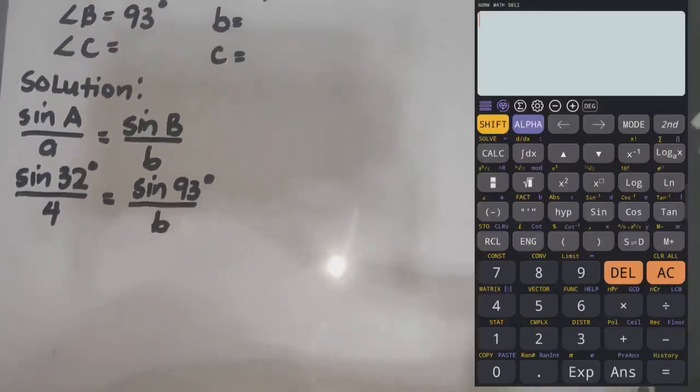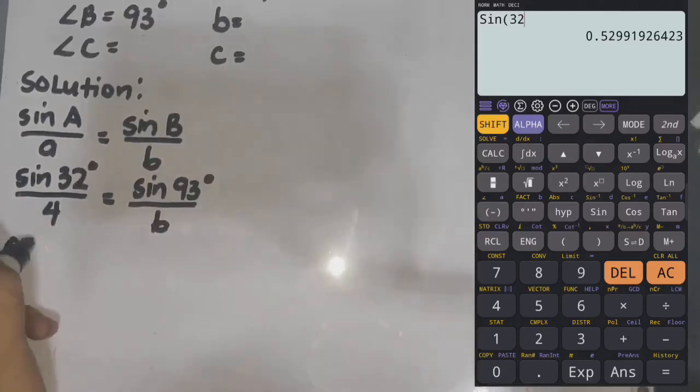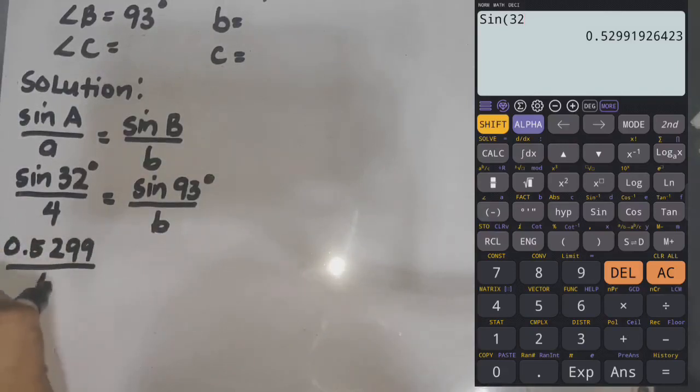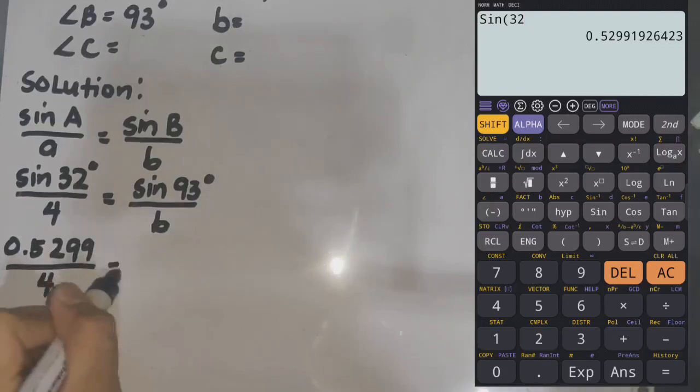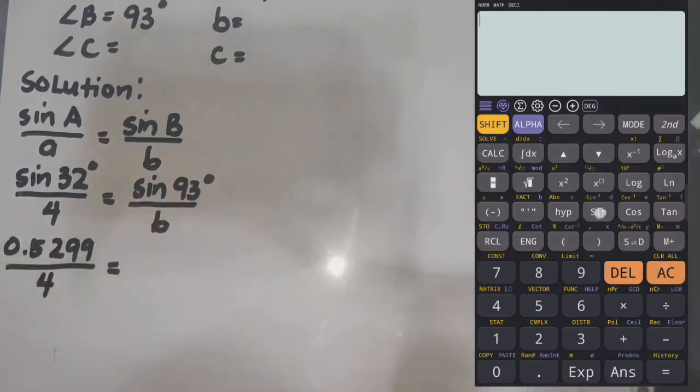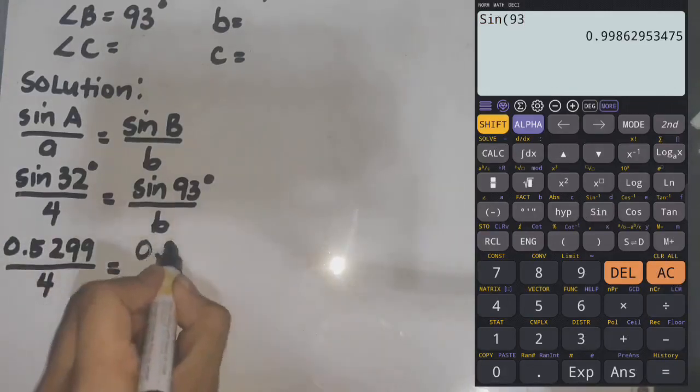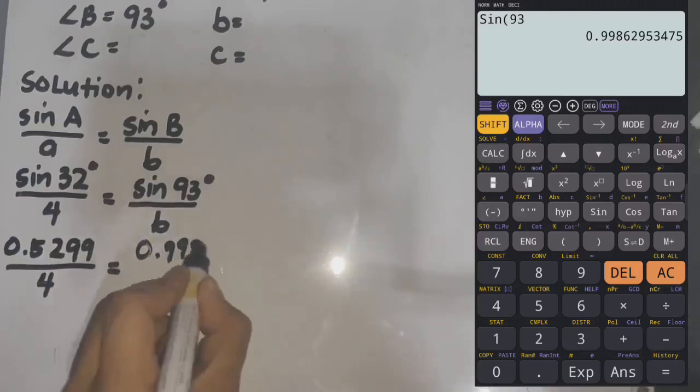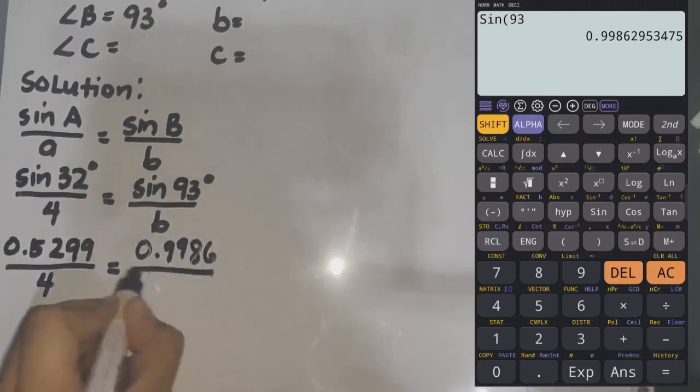So, press lang natin sa calculator nyo, sine, then 32, then equals. So, the answer is 0.5299 over 4. So, laging 4 decimal places lang or yung unang apat na numbers lang yung kukuhanin natin para hindi natin isusulat lahat. Then, sine of 93 degrees. So, press sine, then 93, then equals. So, the value is 0.9986 over B.